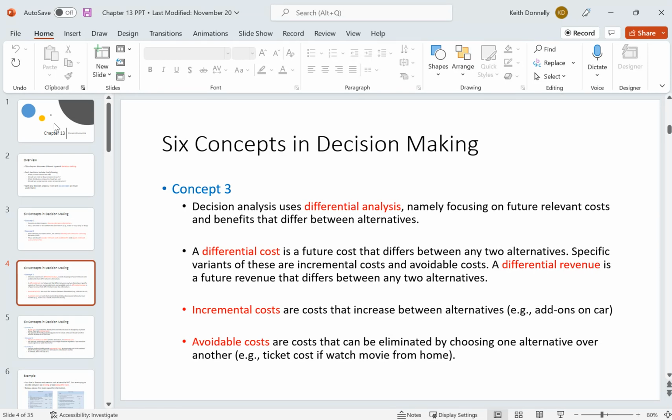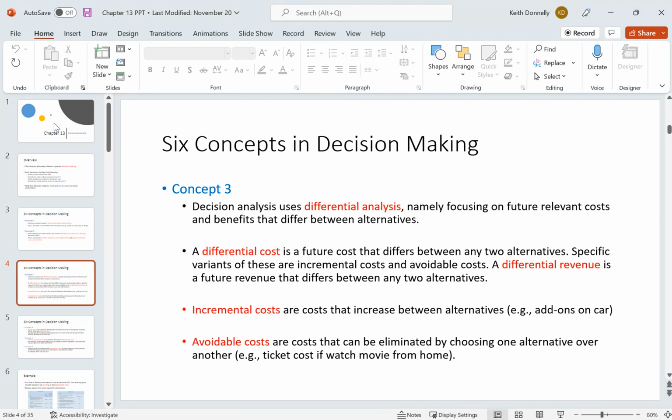We have to decide about that and weigh that into our decision analysis. Now, incremental costs, those are costs that increase between alternatives. So like add-ons on a car. For example, should we buy the base model or should we buy the deluxe model of the car? To the extent there's add-ons or features with it, that's going to be an incremental cost.